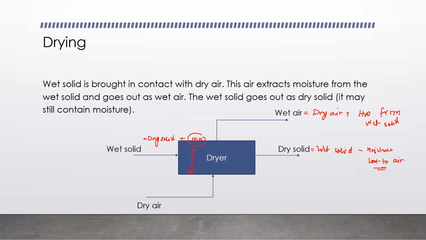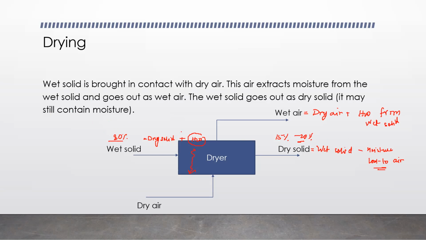So the wet solid goes out as dry solid. Now this dry solid, as I told you, might still contain some moisture, but that moisture would definitely be lesser than what it initially contained. So let's say it contained 80% moisture here. It might contain around 15% or 20% moisture here, something like that.